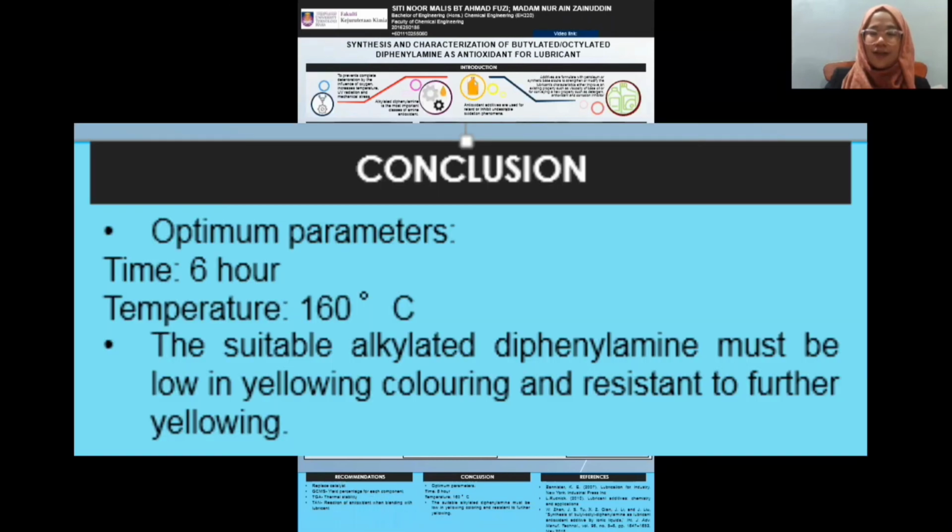As conclusion, the optimum parameters for this research that can be used are 6 hours for process time and temperature of at least 160 degrees Celsius. The alkylated diphenylamine must be low in yellow coloring.